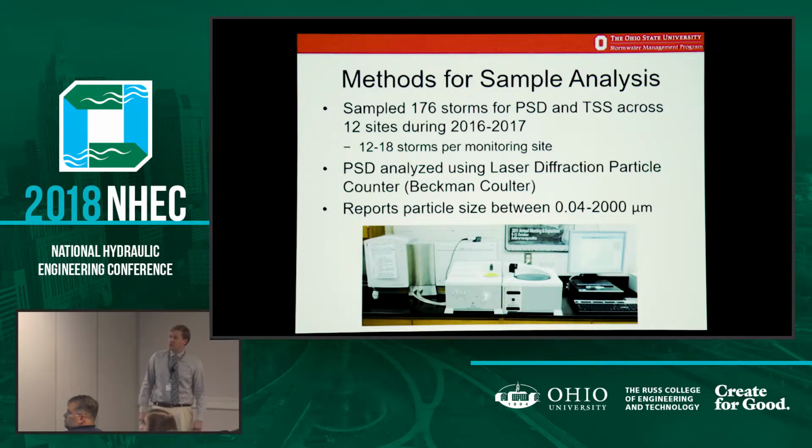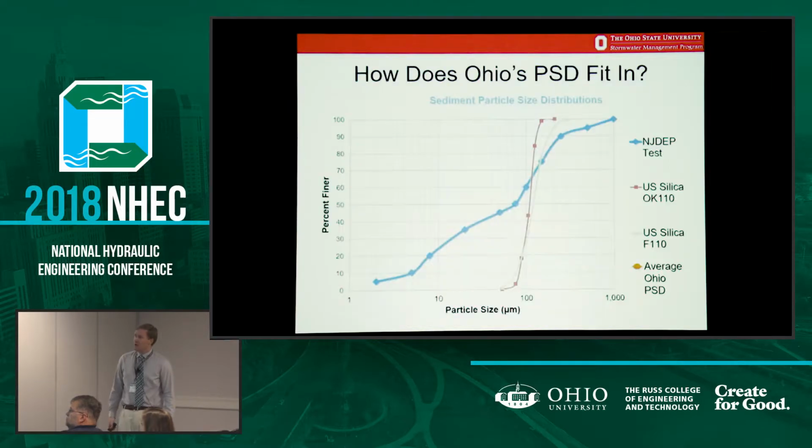So we sampled 176 storms across the 2 years, across the 12 sites. So 12 to 18 storms per monitoring site, a pretty good, robust data set. We run them through basically a laser diffraction particle counter, which is a fancy $80,000 machine that can measure the particle size within that sample. It reports everything from small colloids up to the largest of the sand size fraction, okay?